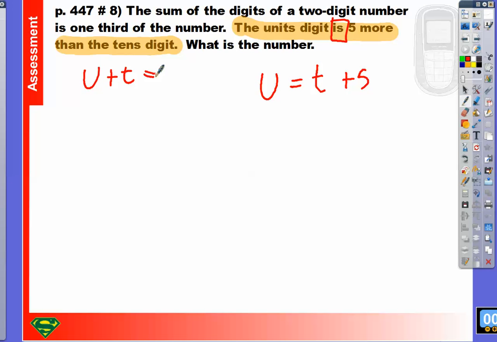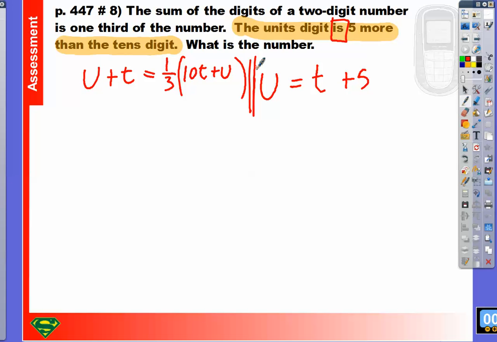Is 1/3 of the number. How do I say 1/3 of the number? And this is going to get back to what Ellie was saying earlier. 1/3. Okay. 1/3 of is this piece right here. 10t plus u. Because that's my number. Oh, wonderful. So I have two separate equations.